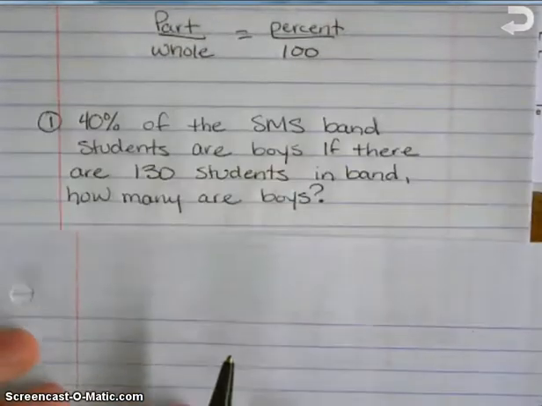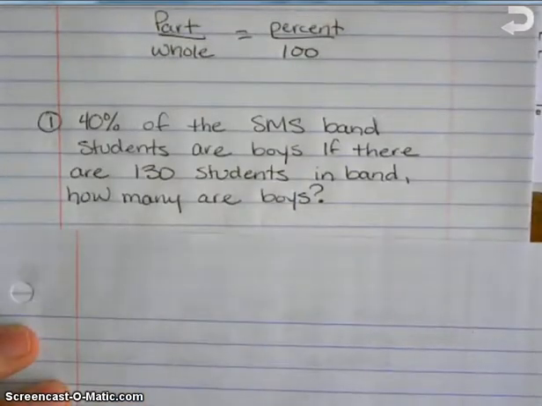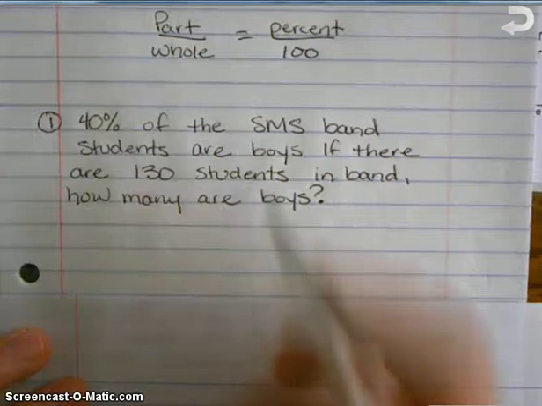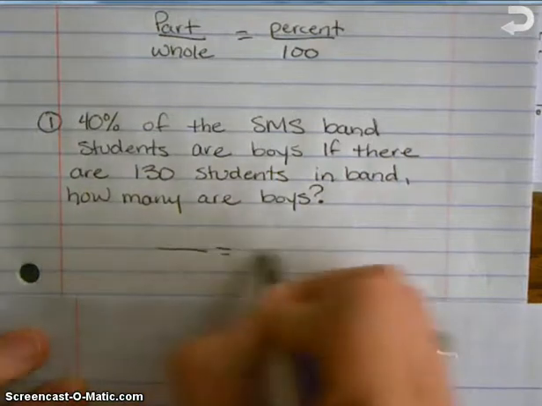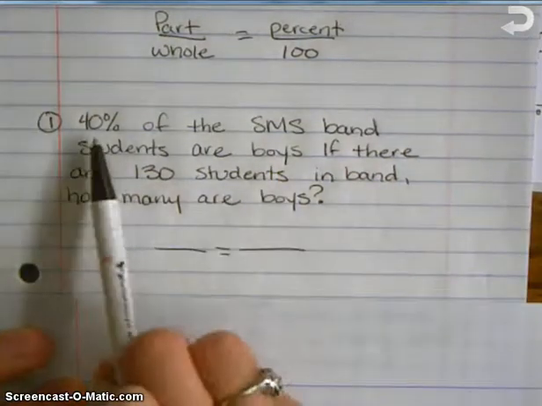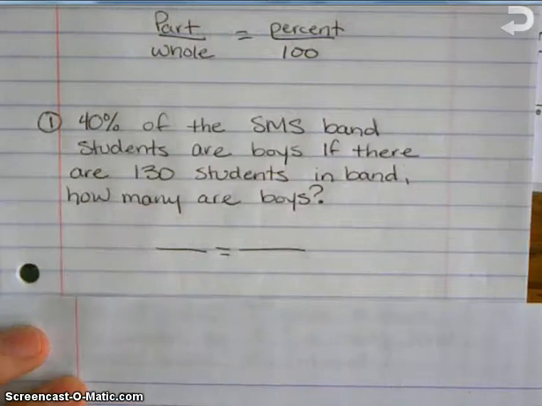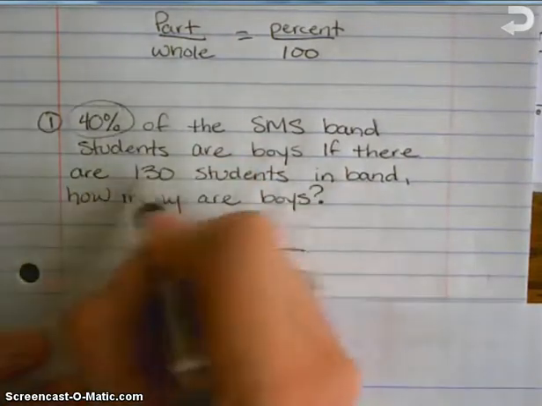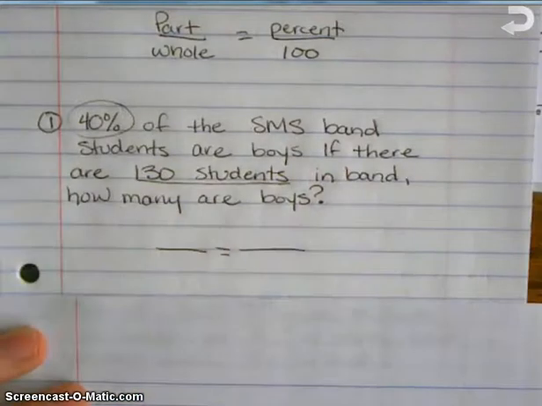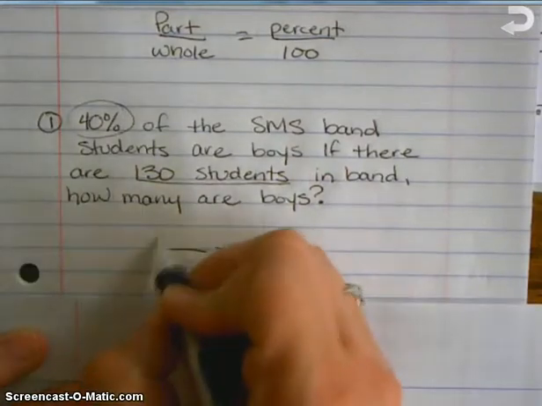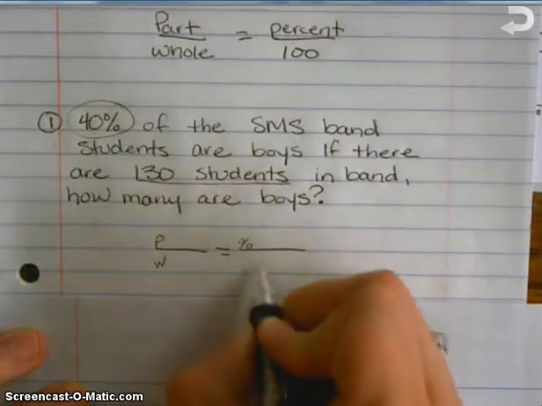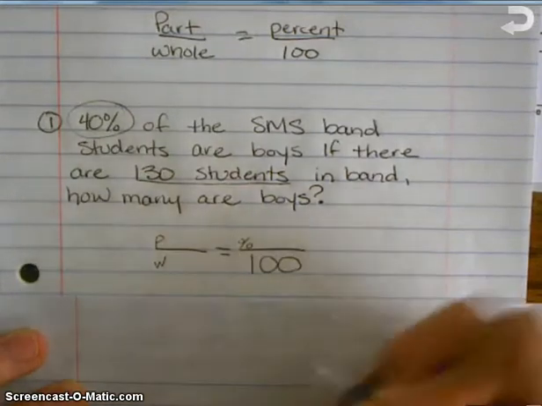The problem says 40% of the SMS band students are boys. If there are 130 students in band, how many are boys? We're going to start by setting up a generic proportion. We see the number 40% and 130 students, so we have to figure out what represents what. I know this should be the part, and this should be the whole. This should be the percent, and I'm going to put that over the number 100.